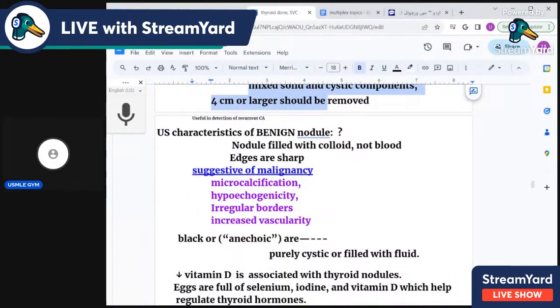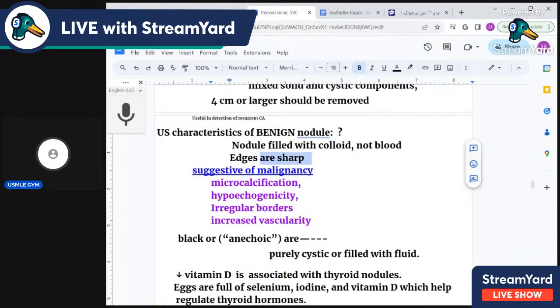Now, what are the ultrasound characters of a benign nodule? Filled with colloid, not with blood. No blood in a benign nodule, because if blood is present, it's malignant. So it's filled with colloid and edges are sharp and circumscribed and regular.